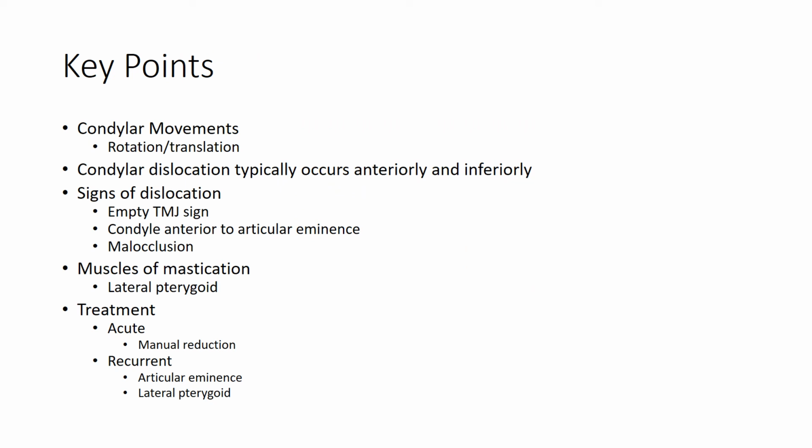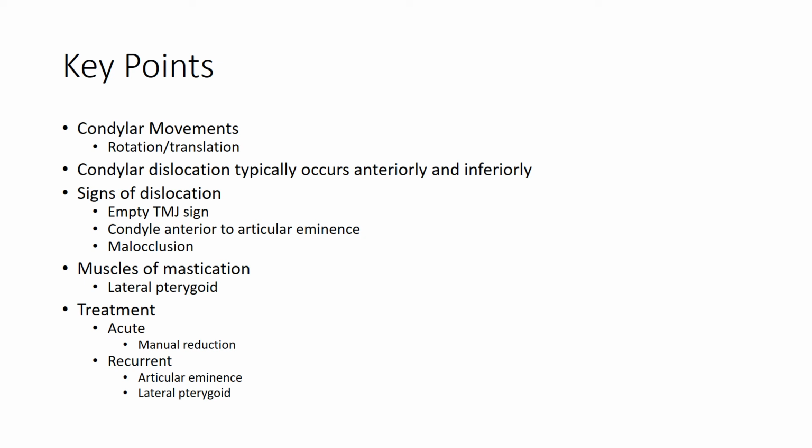Now I want to summarize the key points of the lecture. We started off by reviewing anatomy and the condylar movements within the temporomandibular joint. And remember, there were two different joint spaces separated by the articular disc, a superior joint space and an inferior joint space, with rotation in the inferior joint space and translation down the eminence in the superior joint space. And it's the translational movement that is normal, but when it's extreme, can lead to dislocation.